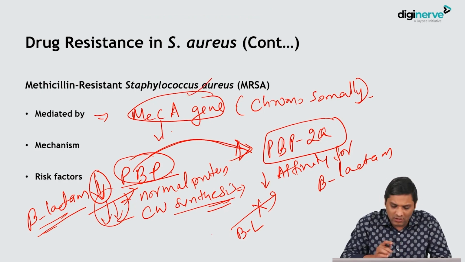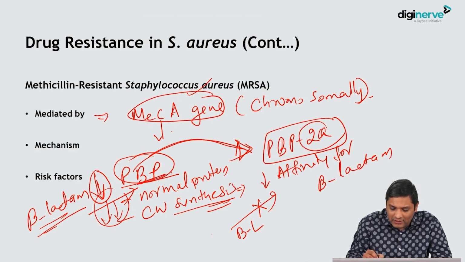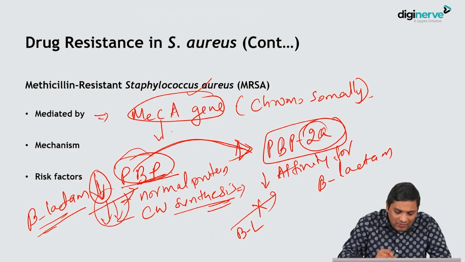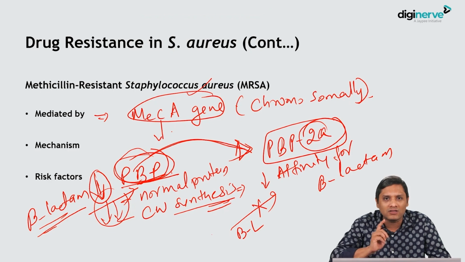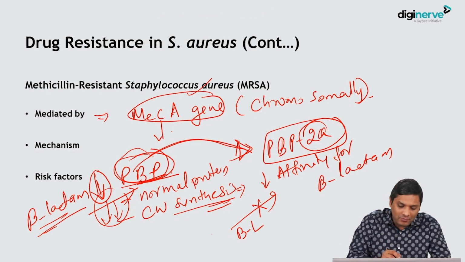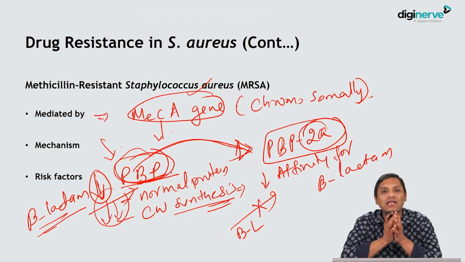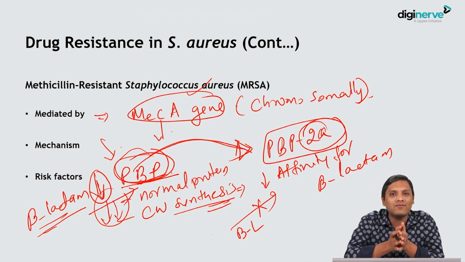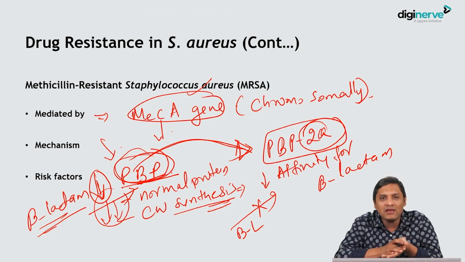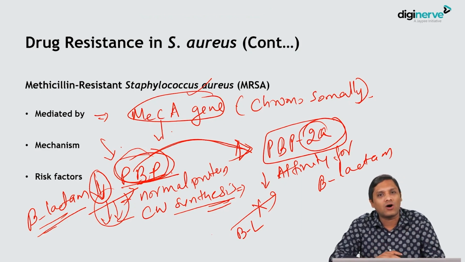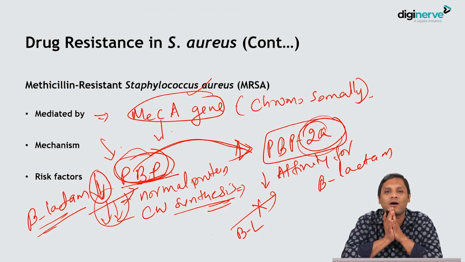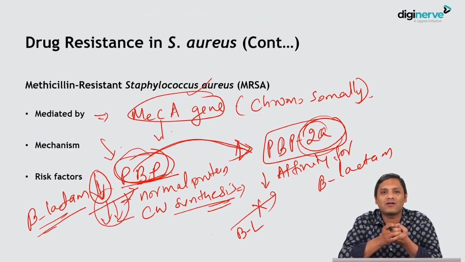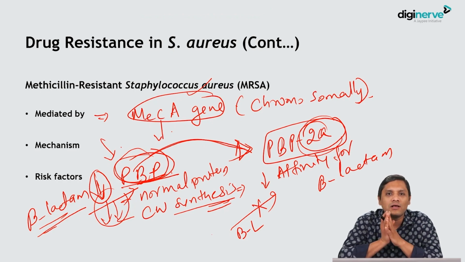mecA alters the penicillin binding protein into penicillin binding protein 2A. The penicillin binding protein, which is a normal protein of the organism that helps in cell wall synthesis, is also the site for beta lactam drugs to act and inhibit this protein, and thereby inhibit the cell wall synthesis. In MRSA, the penicillin binding protein gets altered, and this altered protein has less affinity for beta lactam antibiotics. So the beta lactam drugs cannot bind. As a result, the organism becomes resistant to beta lactam drugs.